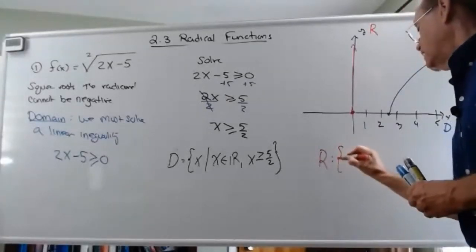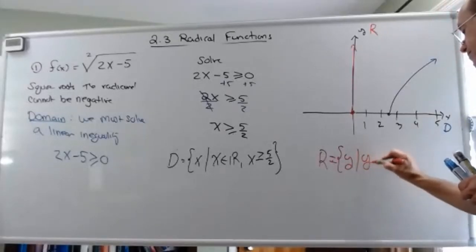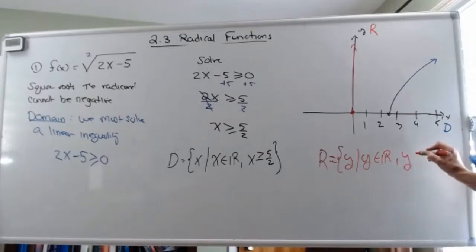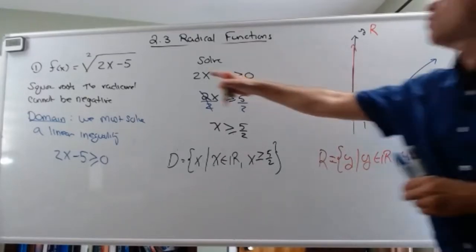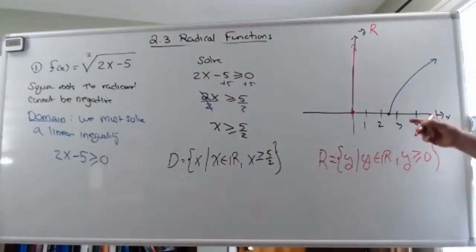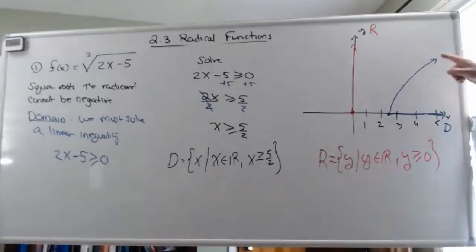it's the set of all elements y such that y is a real number. In addition, y has to be greater than or equal to 0. I will never get a negative quantity out of that radical. Domain of these values over here, from 5 halves on up, the range of those values there. Because that's the graph of my function.